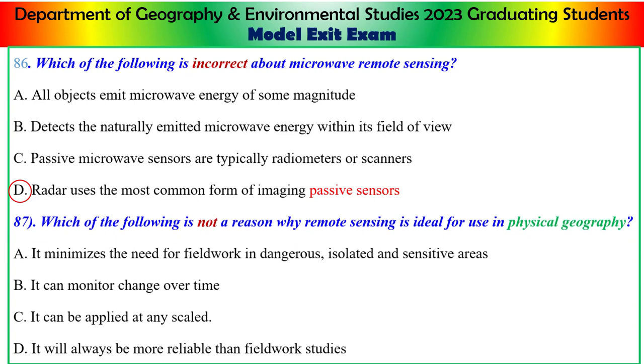Remote sensing can provide valuable information and has numerous advantages in physical geography, but it is not always more reliable than fieldwork study. Both remote sensing and fieldwork have their own strengths and limitations. Fieldwork allows for direct observation, sample collection, and detailed measurement, which can provide valuable ground truth data for validation and calibration purposes of remote sensing observation. And remote sensing, on the other hand, offers large scale coverage, repetitive observation, and the ability to monitor change over time. Both approaches complement each other and are often used in combination to gain a comprehensive understanding of physical geography.